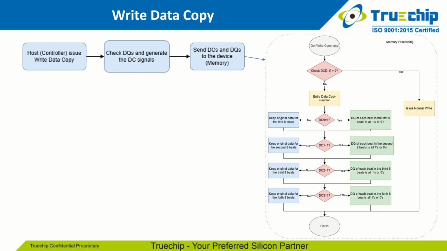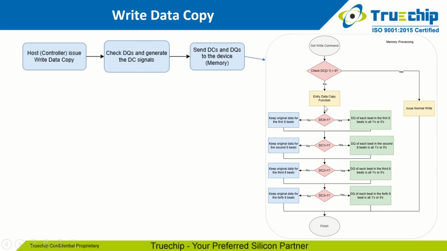So here is the flow chart where we explain how the write data copy function will be performed inside memory. Initially, memory will receive the write command and check whether DC1 down to 3 is 0 or not. If it is 0, then it will proceed for normal write operation, and if DC1 to 3 is not equal to 0, then it will proceed for write data copy function, where it will check each DC for the bits in which data copy function has to be performed, or keep the original data for each bit.